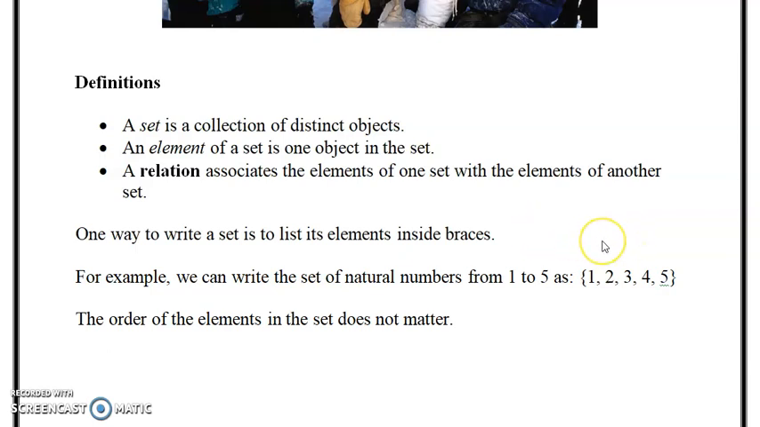One way to write a set is to list its elements inside braces. I call them squiggly brackets, but these are called braces. So for example, we can write the set of natural numbers from 1 to 5 as: open up your brace, 1, 2, 3, 4, 5, close your brace. And just remember the order of the elements in a set doesn't matter. Okay?